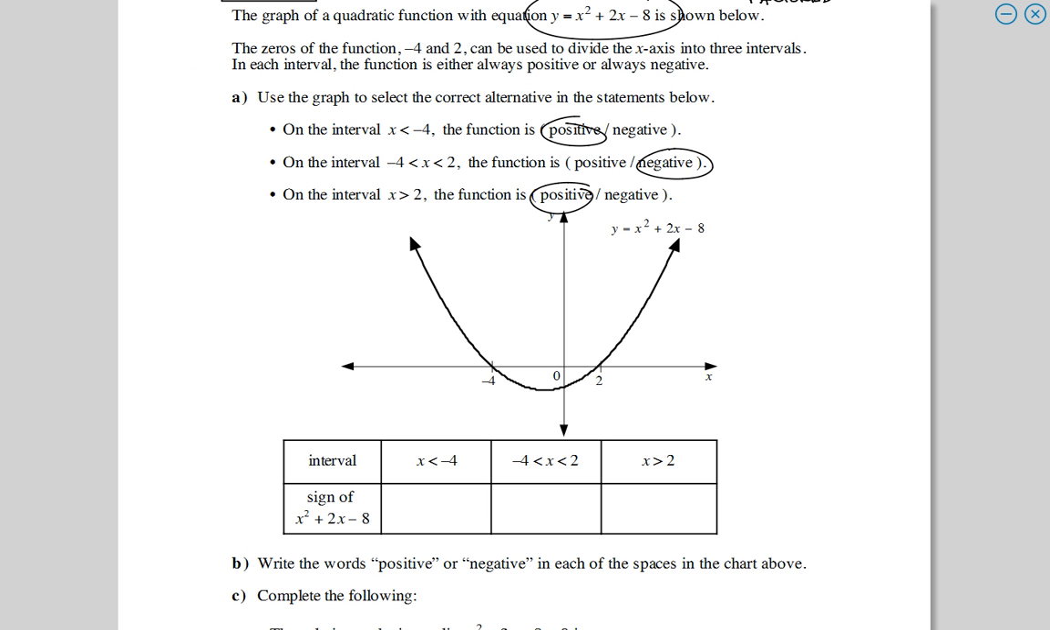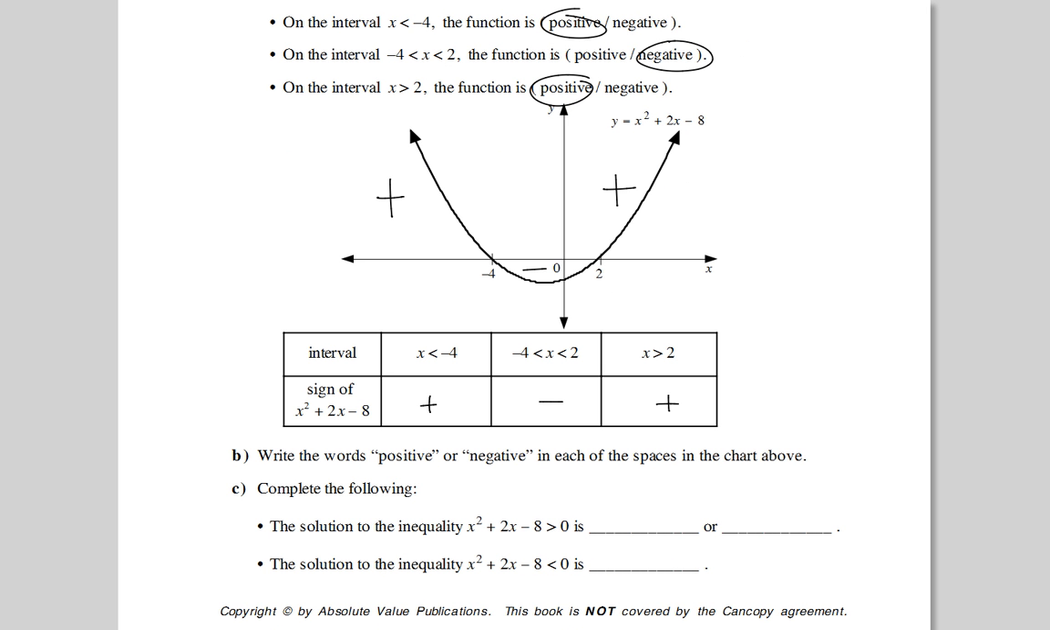Okay, so you'd go like this. Plus, minus, plus. And you can see this plus, minus, plus. Okay, and then the solution for positive will be, where is it positive? X less than negative 4 or x greater than 2. And where is this function negative? Well, when x is less than 2 but bigger than negative 4.